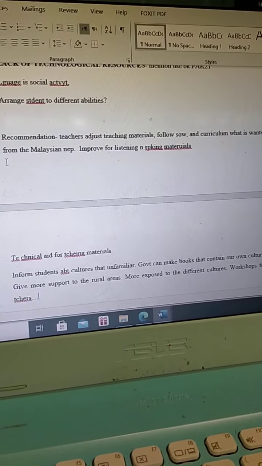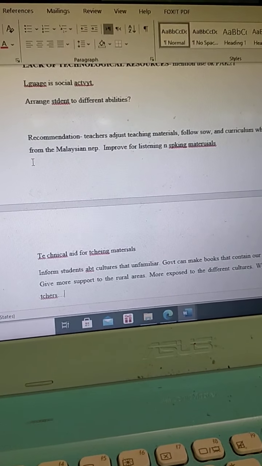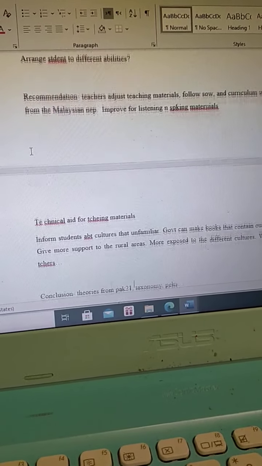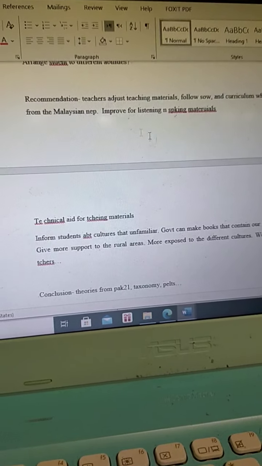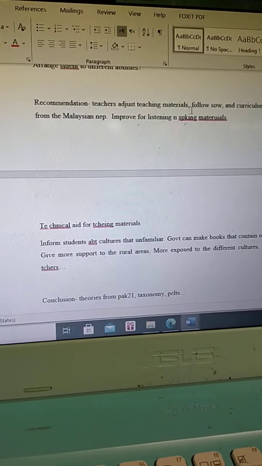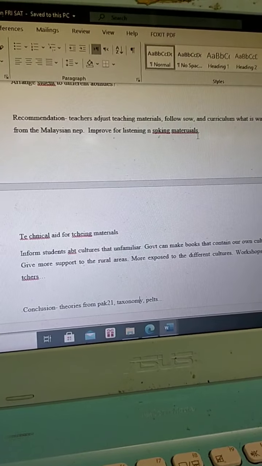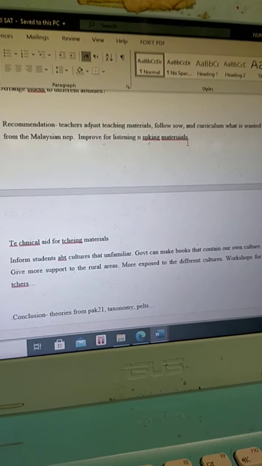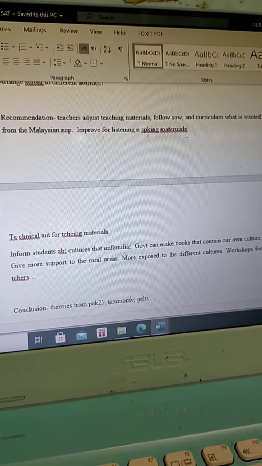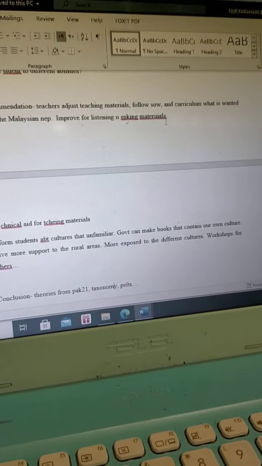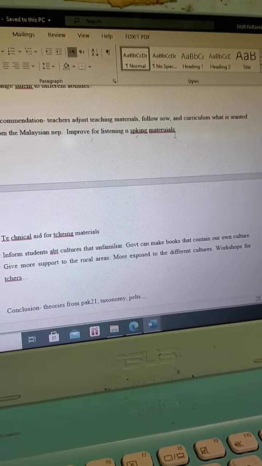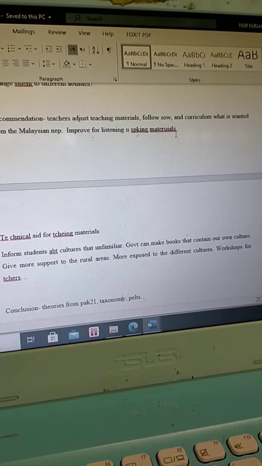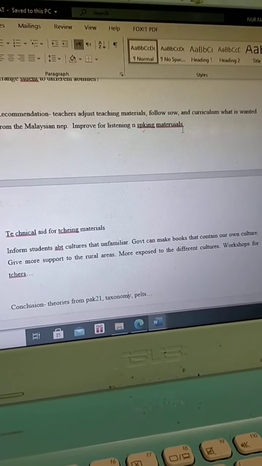Lepas you dah discuss, maybe you want to talk about the results, okay, or you want to talk about recommendation to the issue. Okay, so dekat my article, it is said that improve for listening and speaking materials. Dia fokus kepada listening and speaking materials. So here you can say that teachers should adjust the teaching materials to improve for listening and speaking. So teachers must follow SOW and must follow curriculum what is wanted from the Malaysian NEP, must do lesson planning and find other materials, outside materials that are relevant to the content, to the curriculum content.